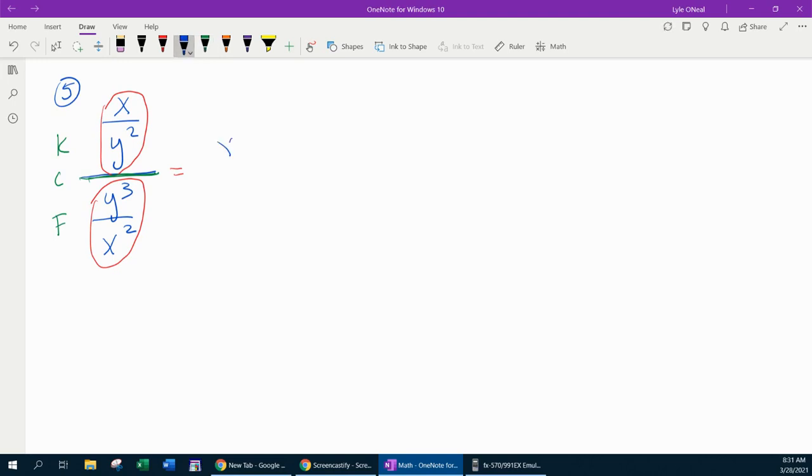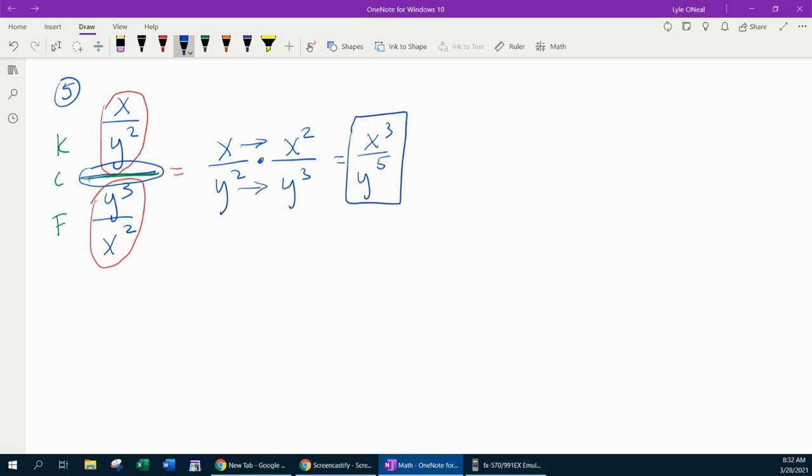So we're going to keep the top fraction the way it is. We're going to change division to multiplication, and the bottom fraction, we flip it. So once you do the KCF, it gets rid of your complex fraction and turns it into a basic multiplication problem. To multiply fractions, you simply go straight across. X times x squared is x to the third. Y squared times y cubed. When you multiply variables, you add their powers. And we're done. That is the fastest and easiest way I know to handle those kind of problems.